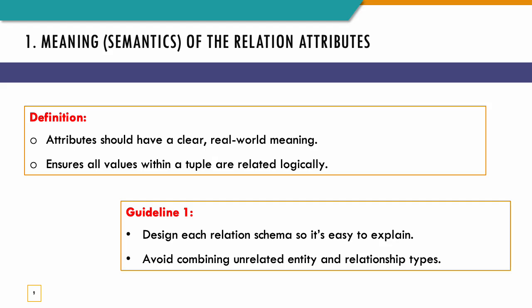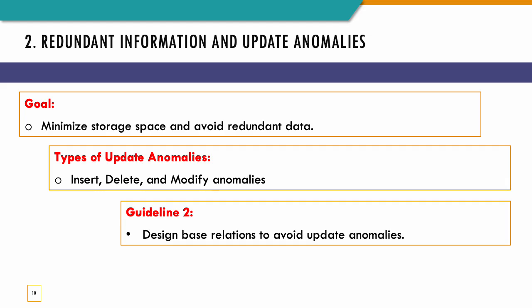So this keeps each schema focused on a specific aspect of the data, something like that. And the next one is about redundant information and update anomalies. So redundant information means storing the same data multiple times in a database.